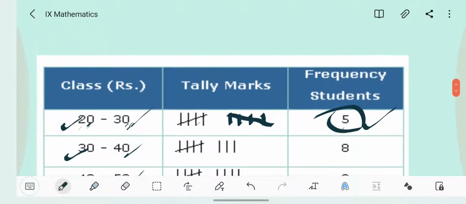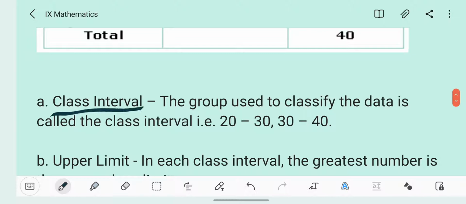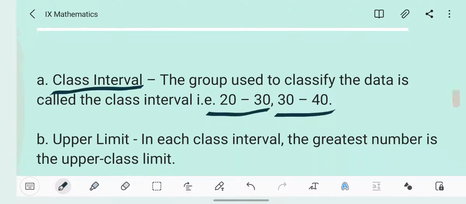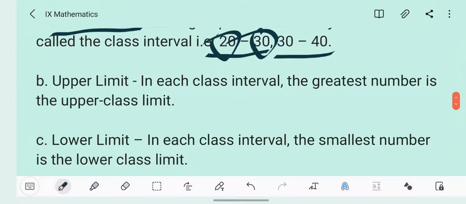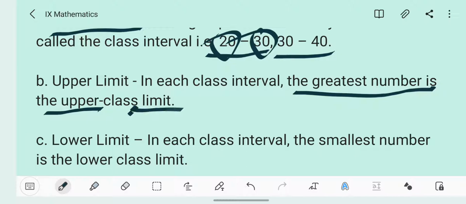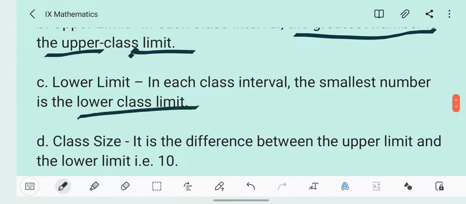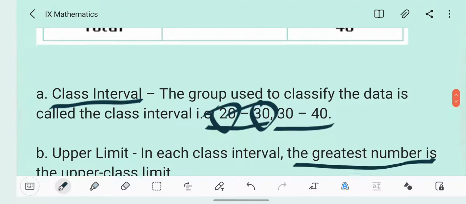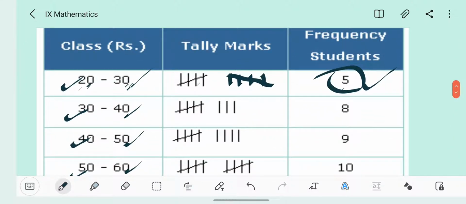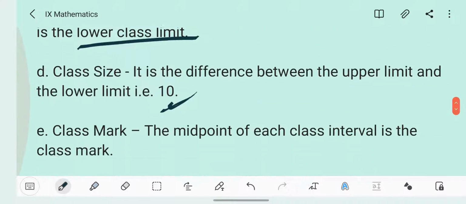A few terms related to grouped data are the class interval. The group used to classify the data is called the class interval. Here we have 20 to 30, 30 to 40, 40 to 50. They are called class intervals. In each class interval, the greatest number is the upper class limit, 30 here, and the smallest number is called the lower class limit, 20. The class size is the difference between the upper limit and the lower limit. So what is the class size here? 30 minus 20, which is 10. That is the class size.